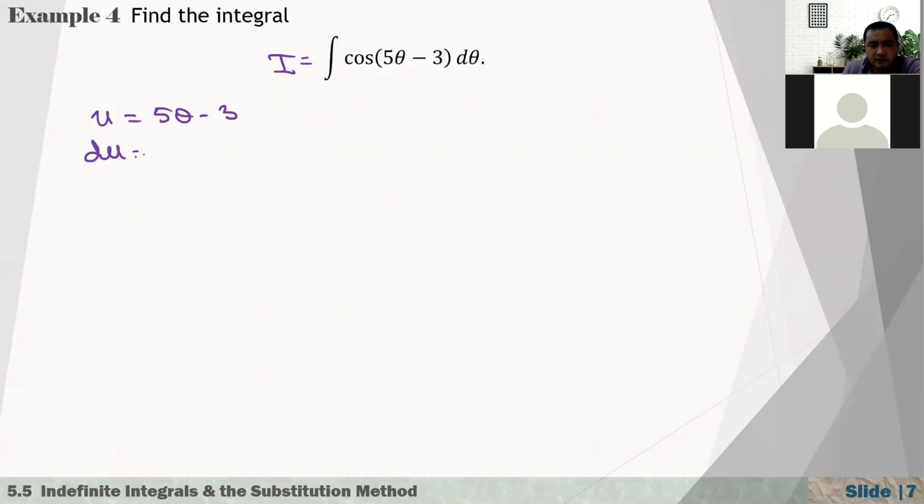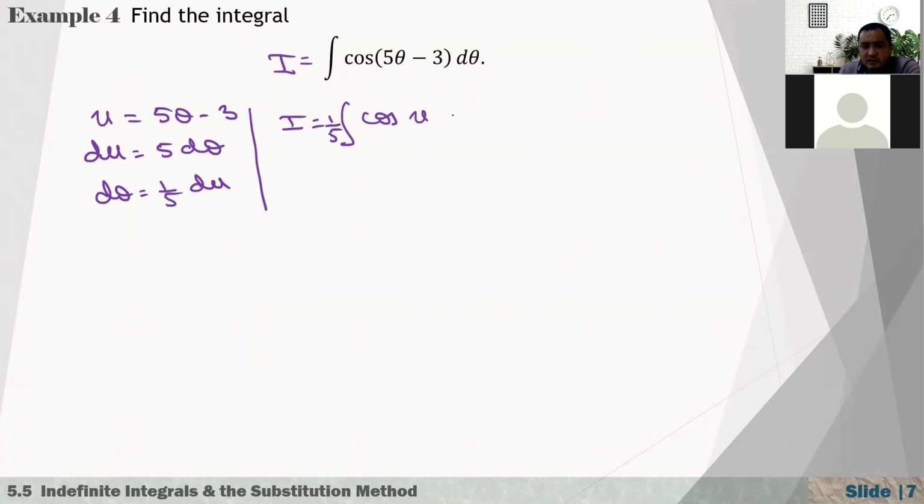Then the differential of u is 5 times d theta, or d theta is equal to 1 over 5 du. Now, using this formula, the integral of cosine of 5 theta minus 3 is equal to cosine of u, and instead of d theta I write 1 over 5 du. Let me keep 1 over 5 outside.